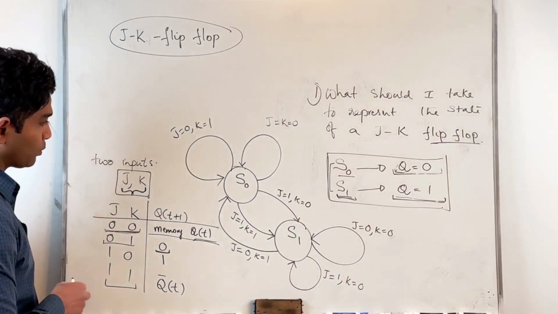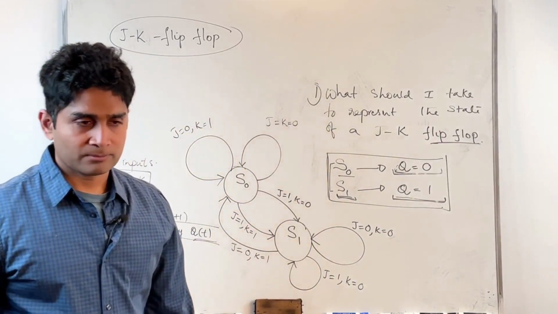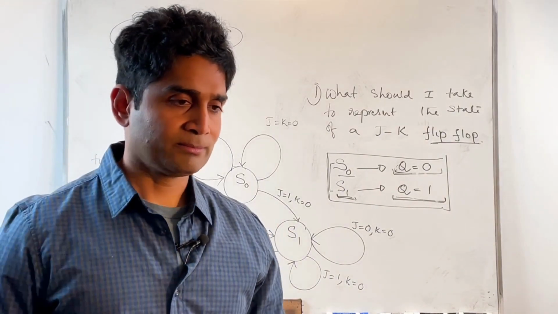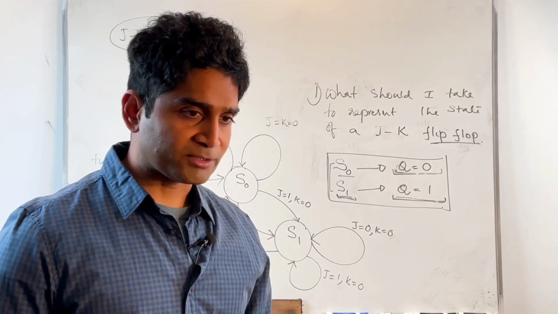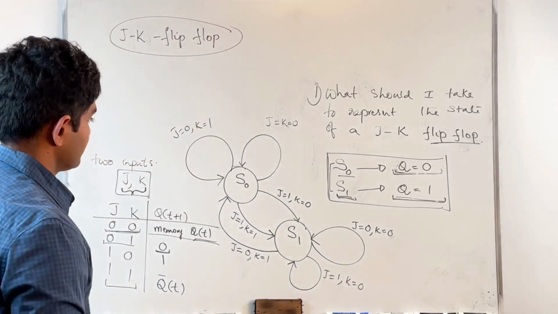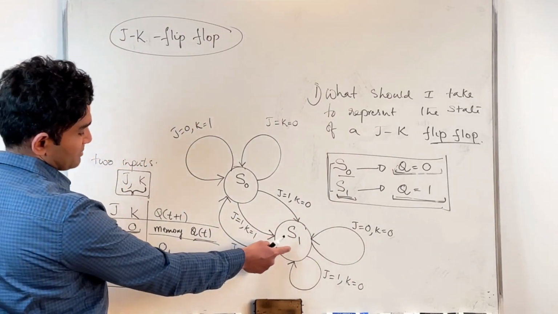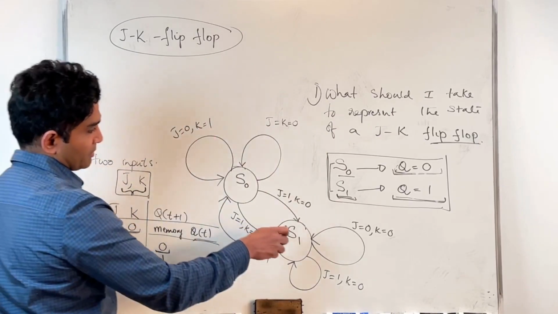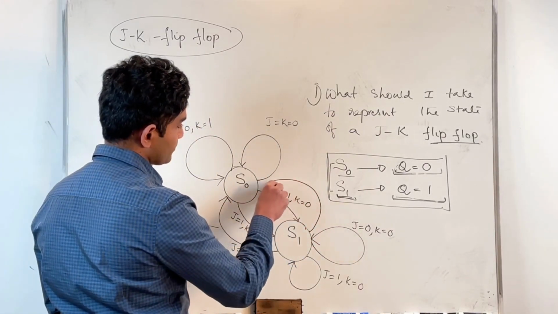And finally, with 1, 1, I'm in the S1 state in the present instance. Transition, perfect, because that's a toggle state. If I'm in this state with that input, in the next state my output should toggle.